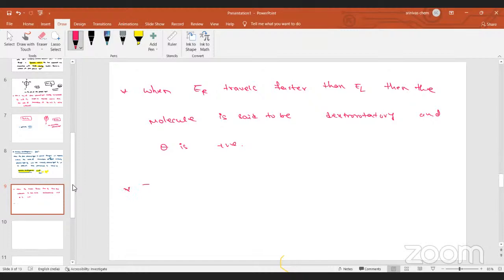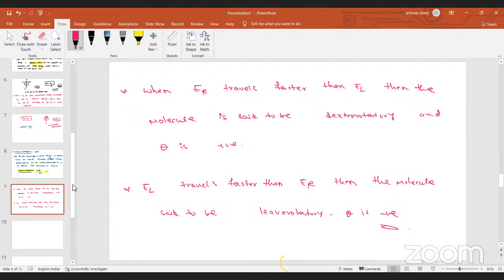Suppose when EL, left circularly polarized light, travels faster than ER, then the molecule is said to be levorotatory, and theta is negative.